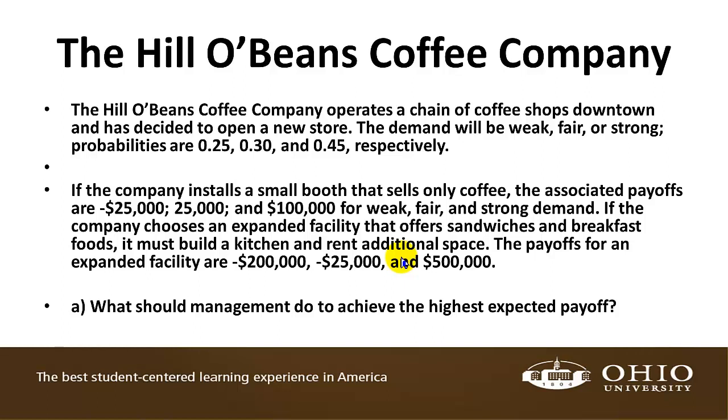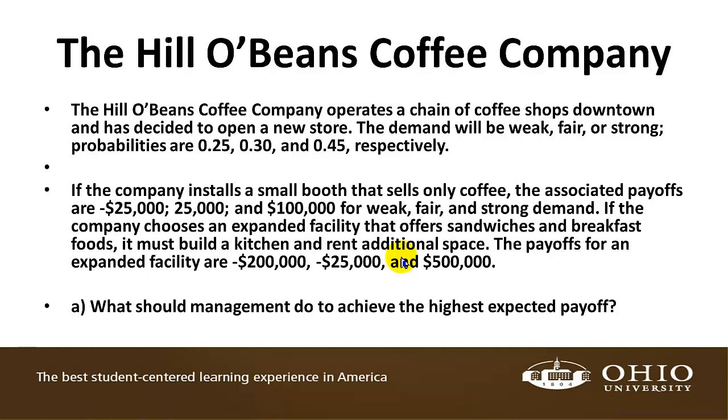So those probabilities have been estimated. If the company installs a small booth that sells only coffee, the associated profits are negative 25,000, positive 25,000, and 100,000 for the weak, fair, and strong demand. If the company chooses an expanded facility that offers sandwiches and breakfast foods, it must build a kitchen and rent the additional space. The payoffs for an expanded facility are negative 200,000, negative 25,000, and $500,000. What should management do to achieve the highest expected payoff?